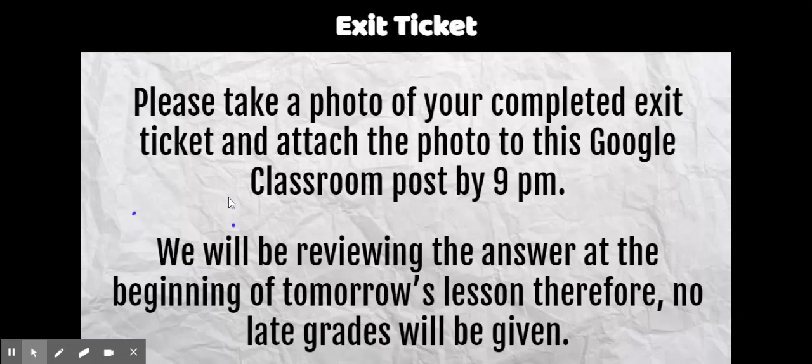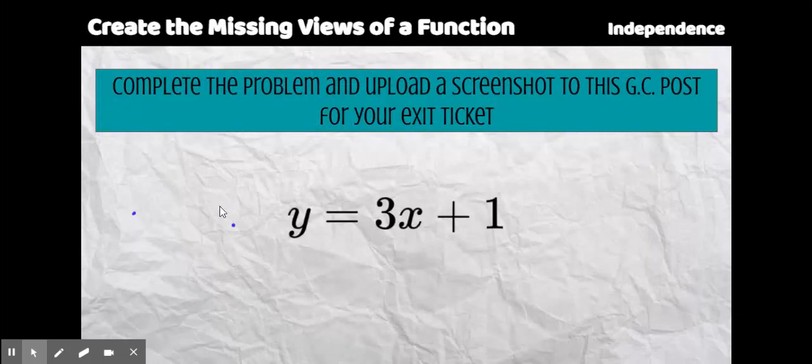We'll be reviewing the answers at the beginning of class tomorrow. So please make sure that you have that. And bonus, I want to see what you can do. So here's your exit ticket. So I want you to create the 5 views of a function. Do your best job on the graph. I'm okay with you trying to do your best. It doesn't need to be on graph paper, but try your best on graphing those points that you build from your relation or your table of values.